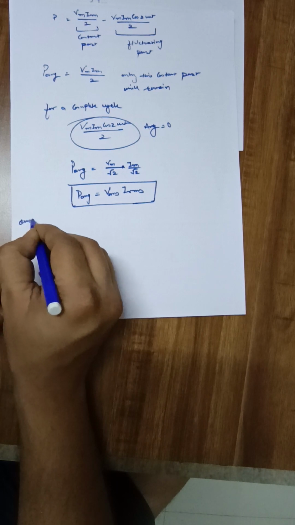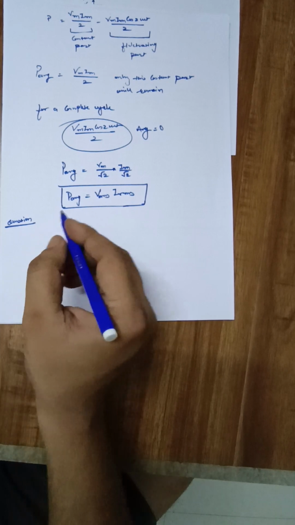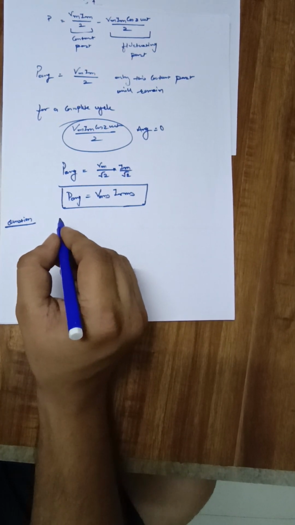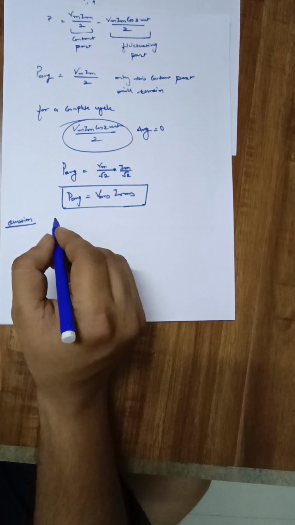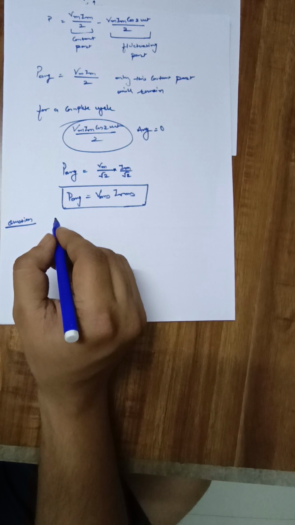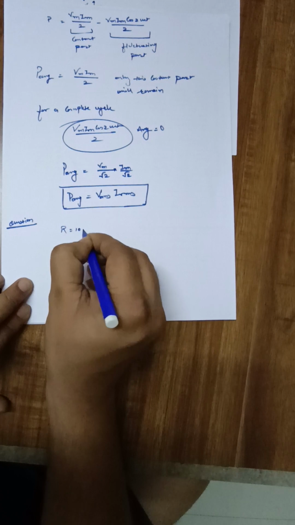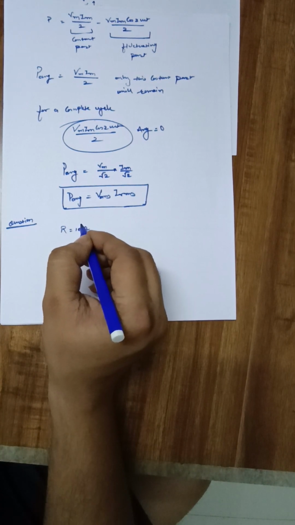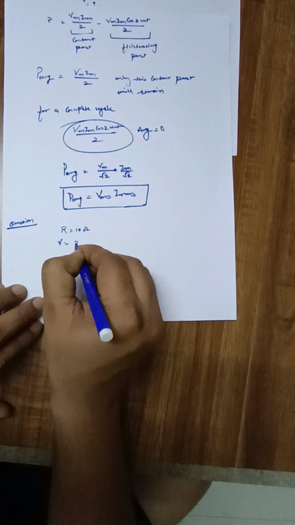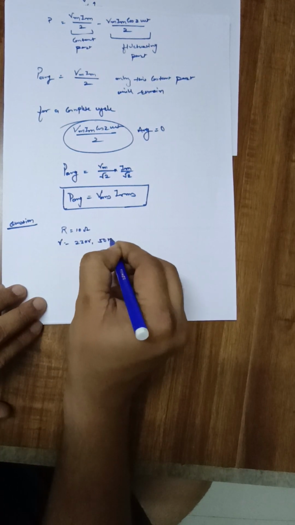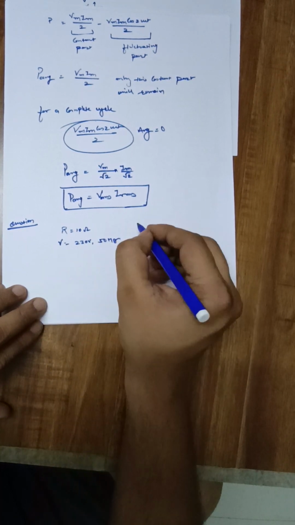So, what is the question? The question is saying that an AC circuit consists of a pure resistance of 10 ohm. R is given as 10 ohm and is connected across an AC supply of 230 volt, 50 hertz. Voltage is given as 230 volt, 50 hertz frequency. Calculate. What do you have to calculate?